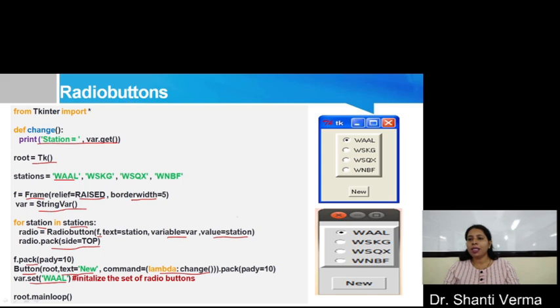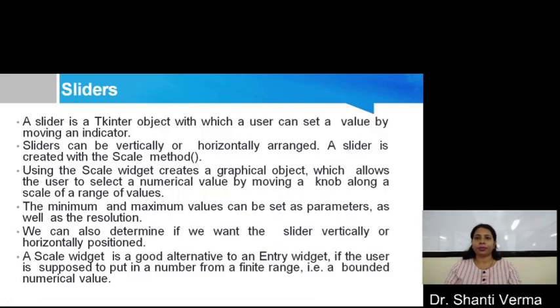You can see here that there are four options available, and the click is on the first, wall. When you click on any other option and press the new button, it displays the value selected by the user. Now let's discuss a slider widget.